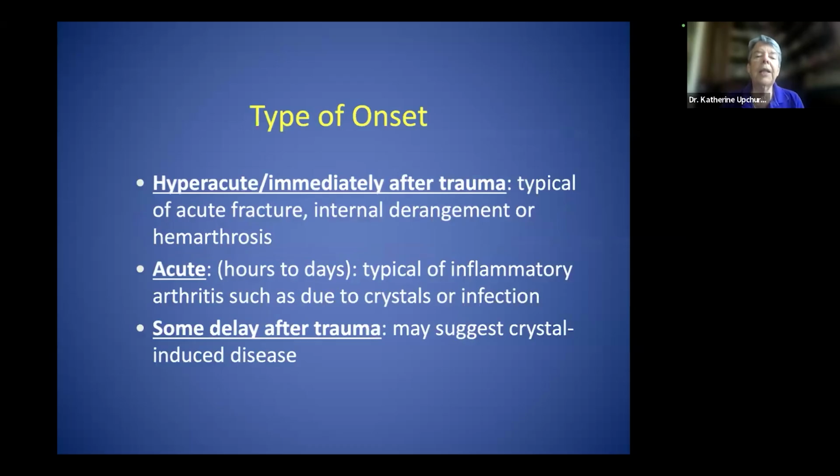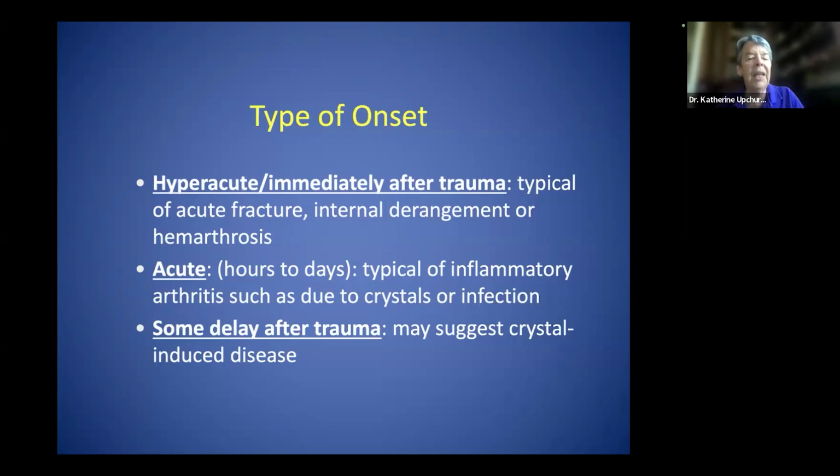So as far as type of onset, a hyperacute post-traumatic onset is typical of an acute fracture or an internal derangement, or even a hemarthrosis, such as in the setting of hemophilia. Acute, which is not immediate, it's hours to days, is typical of inflammatory arthritis, such as due to crystals, infection, or an inflammatory chronic disease.